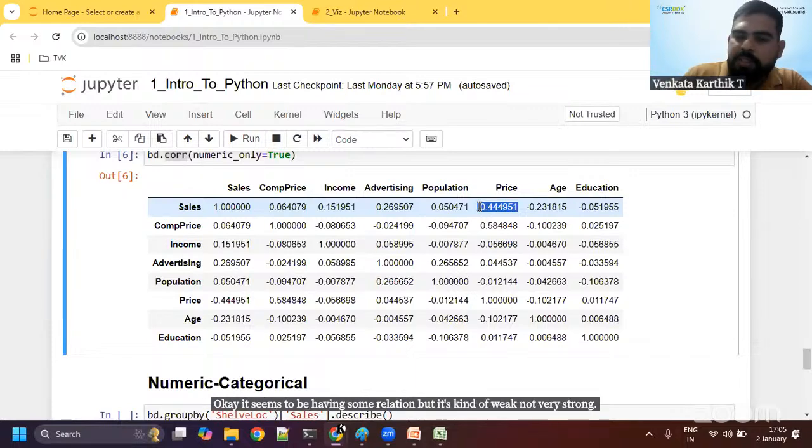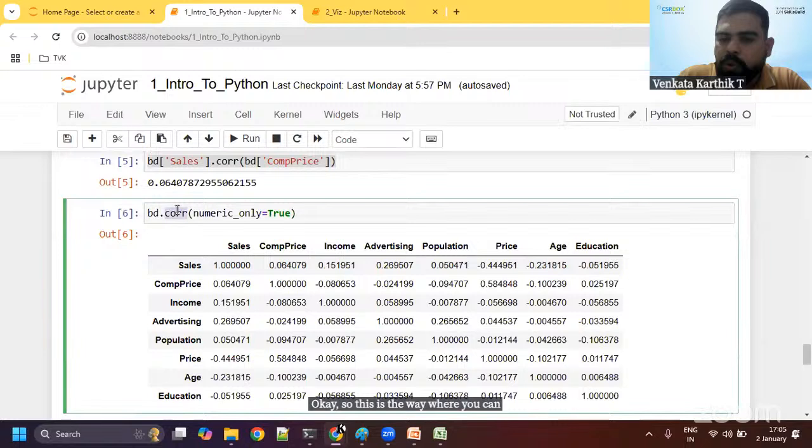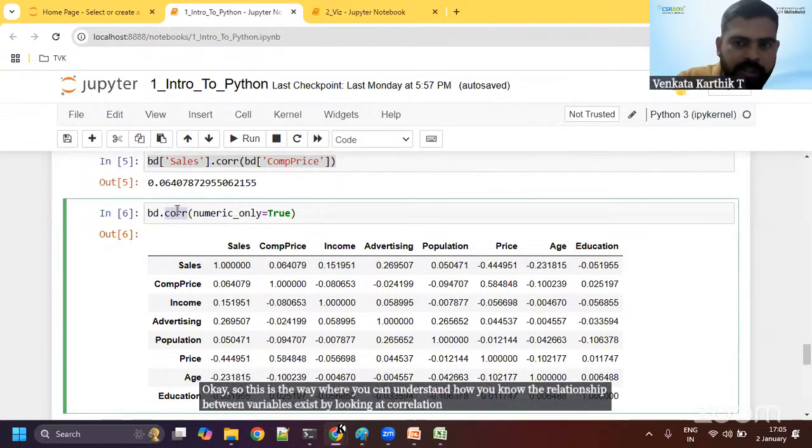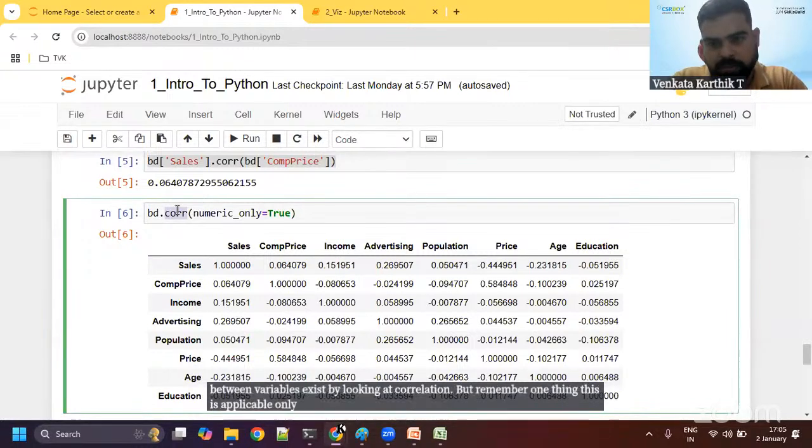Okay, so this is the way where you can understand the relationship between variables by looking at correlation. But remember one thing, this is applicable only for numeric variables. Okay, only numeric variables.